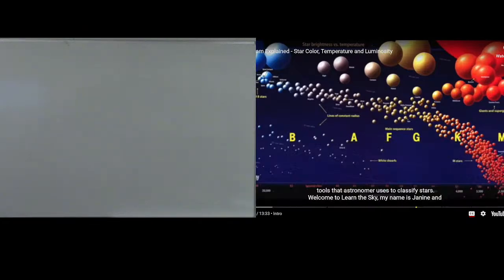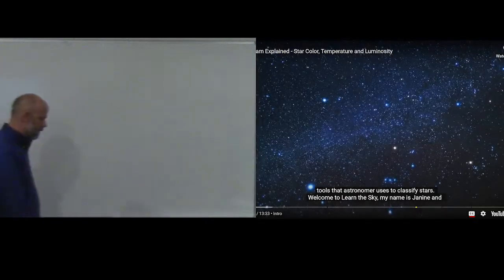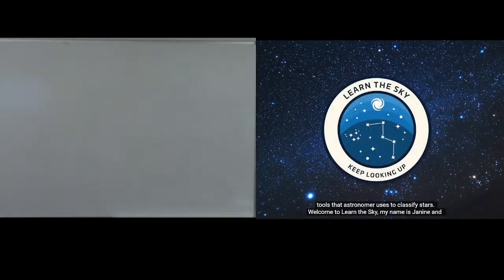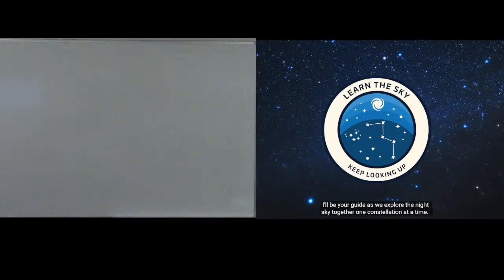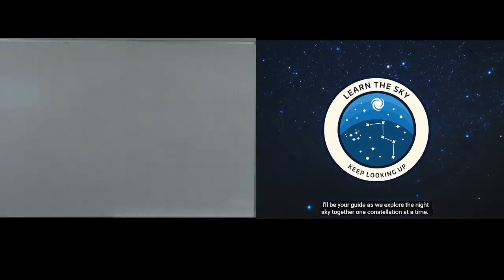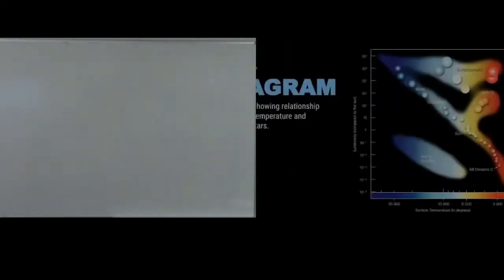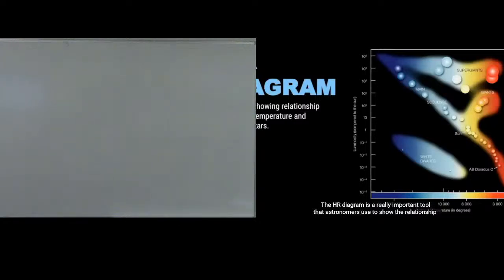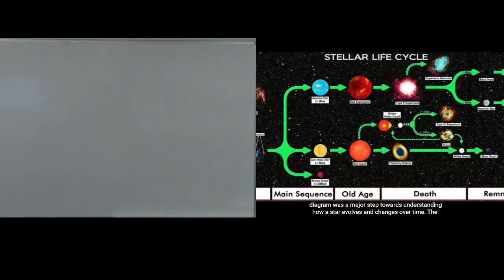Uses to classify stars. Welcome to Learn the Sky. My name is Janine, and I'll be your guide as we explore the night sky together, one constellation at a time. The HR diagram is a really important tool that astronomers use to show the relationship between star temperature and color against its brightness. The development of this diagram was a major step towards understanding how a star evolves and changes over time.